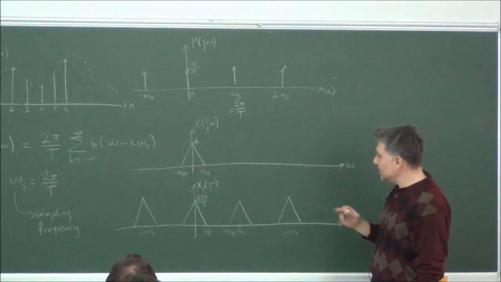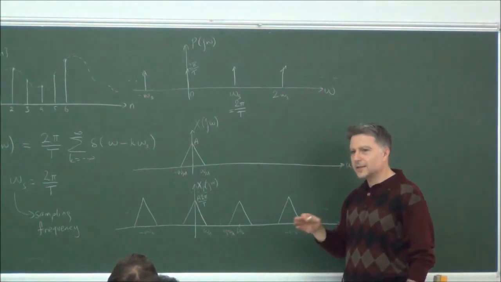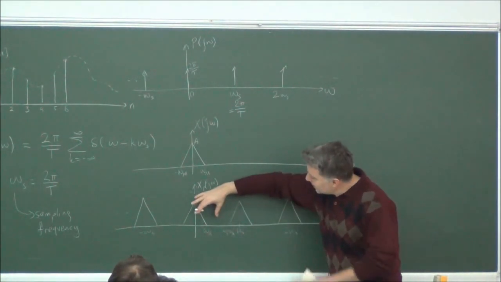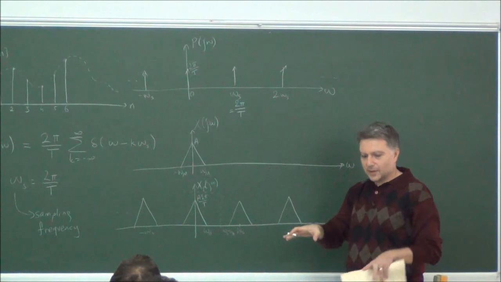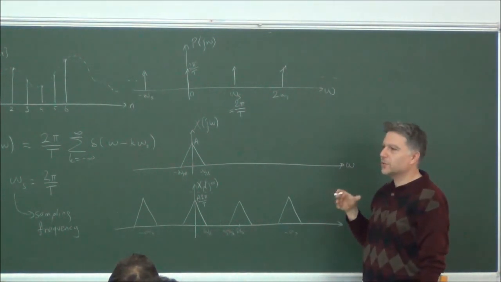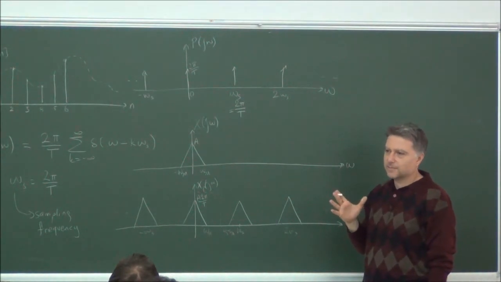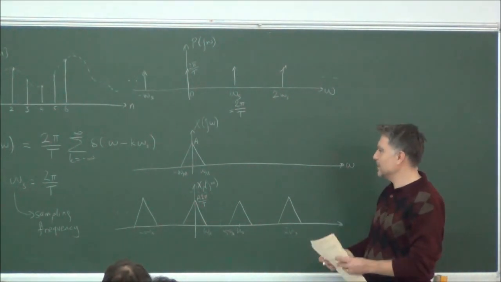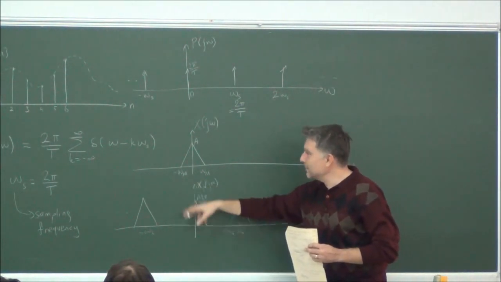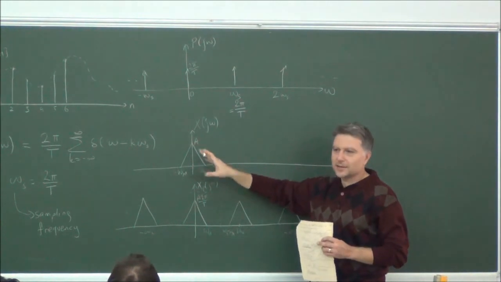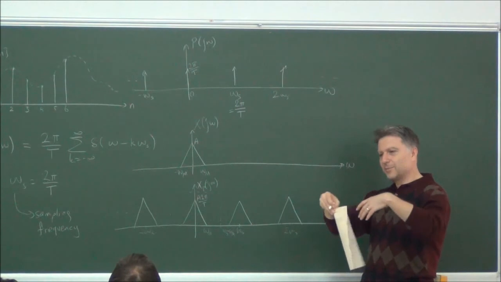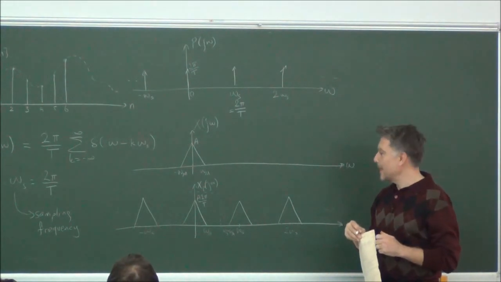Now, there is a danger that we choose omega s a bit small, and then these two triangles will overlap, will come on top of each other. And that is the situation where we start losing information. Then it won't be possible to apply a low-pass filter and obtain the original triangle. The original triangle will be lost. It will be occluded by another portion of another triangle.